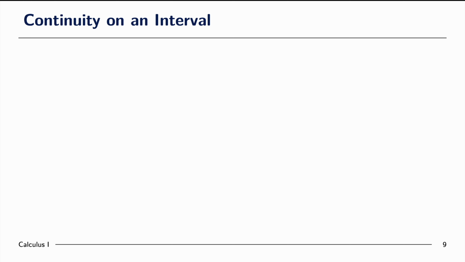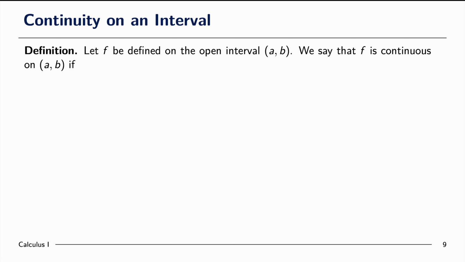Moving on, let's define continuity on an interval. There are two definitions that I'll provide here. The first definition is continuity on an open interval. So let f be defined on the open interval a to b. We say that f is continuous on the open interval a to b if for all c in the open interval a to b, the limit of f of x as x approaches c is equal to f of c.